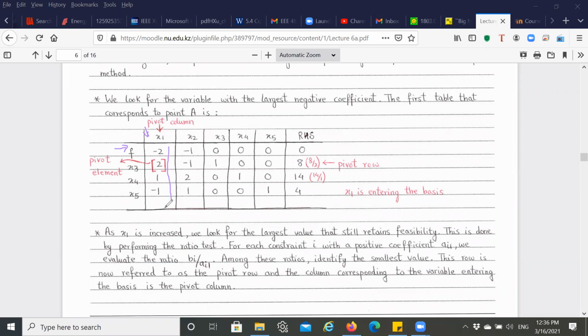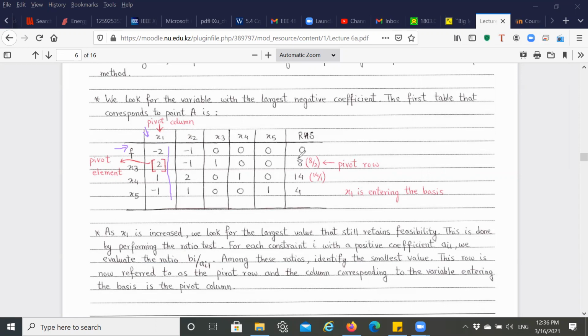Now within the first column, you have to choose one of these three rows. You do not choose the objective function, the cost row, okay? Then you look at these three rows. Now we have to choose one of them. How do we choose our pivot row? What you do is that every element in this pivot column, you take that element over here, it's 2.